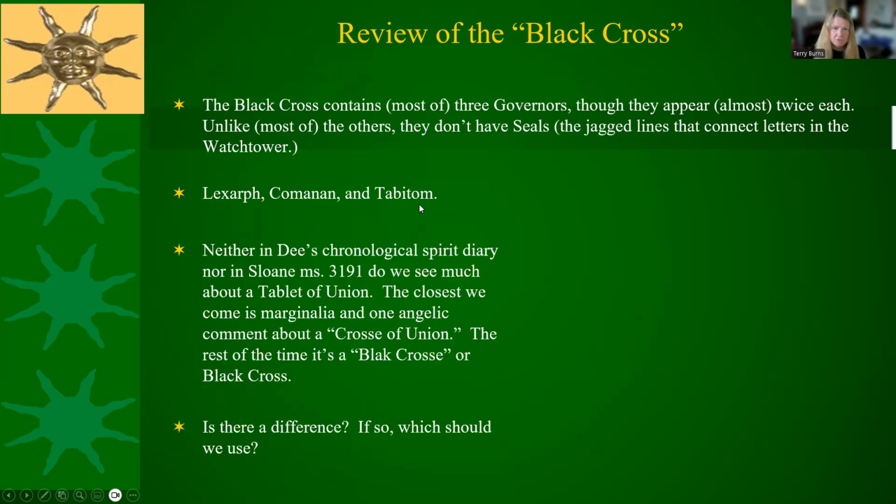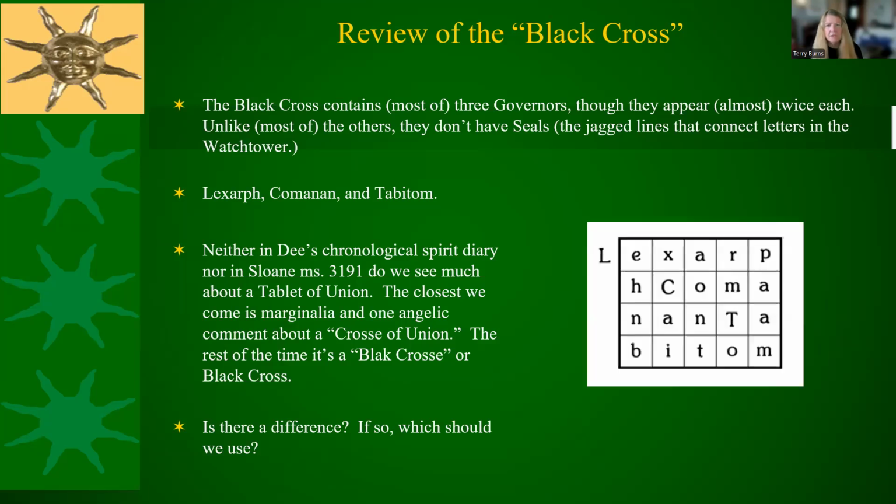They're broken into four names on the Tablet of Union. Neither in Dee's chronological spirit diary nor in Sloane manuscript 3191 do you see anything about a tablet of union. The closest we get, as I said, is marginalia and one comment about a cross of union. The rest of the time it's a black cross, or spelled like this. We'd spell it like this.